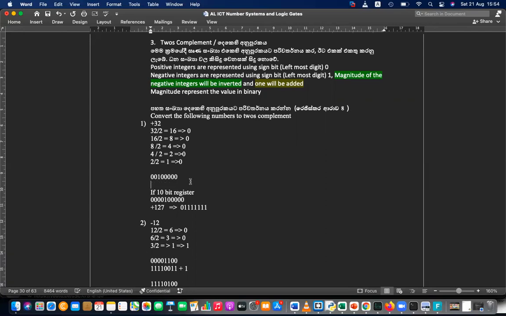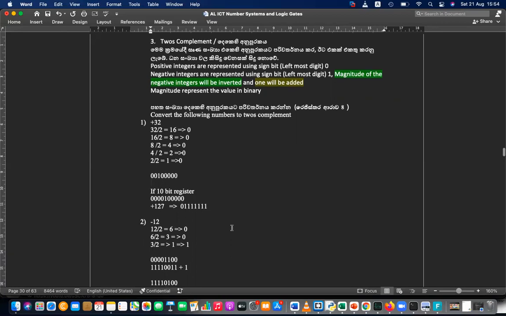After that, you can write how to represent minus 12. Actually, minus 12 is different because you first find the 12, then invert and add 1. So this is minus 12. Okay, please write 2's complement and show in your book. And let me know once you write this down. Then I'll give you some more examples on the same.